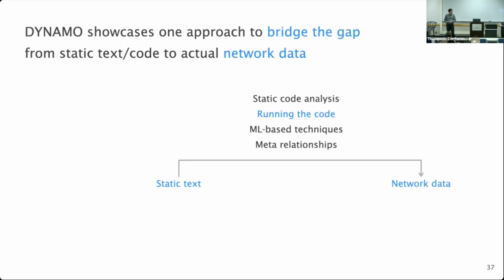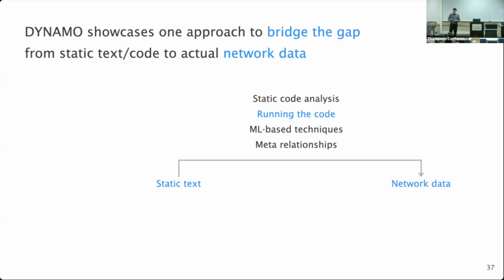And with that, I'm already nearly at the end, where today I showed you how Dynamo bridges the gap from static text or code to the actual network data. Besides Dynamo's approach of rerunning the projects, there might be completely different approaches to do something similar. We could also look at metadata comparisons, perhaps inferring similarities between different open source projects, or perhaps machine learning-based approaches might allow us to learn the behavior of the applications.